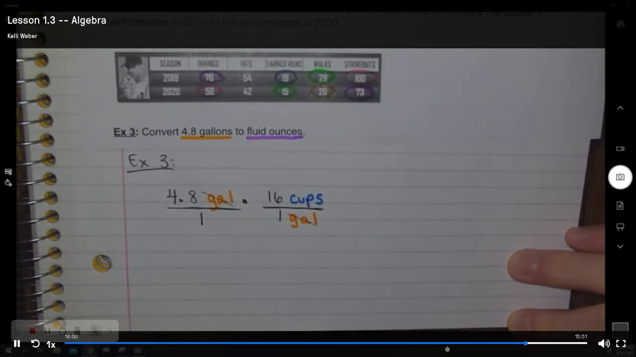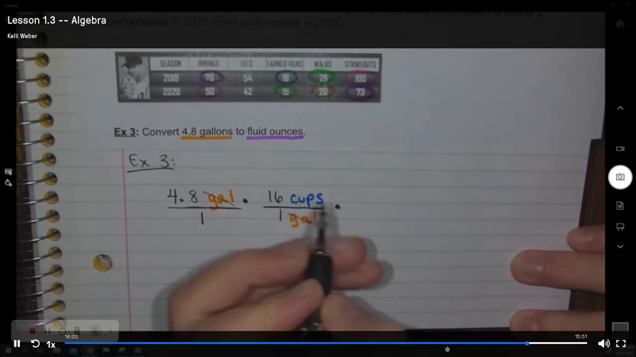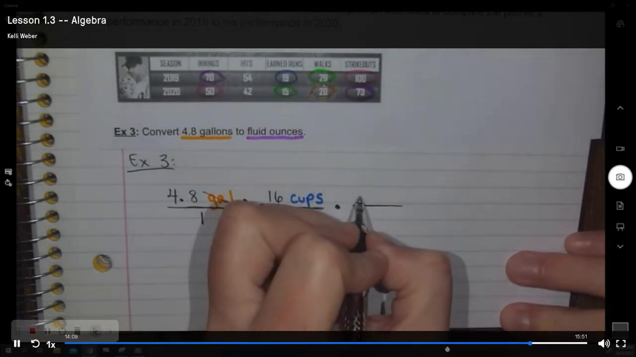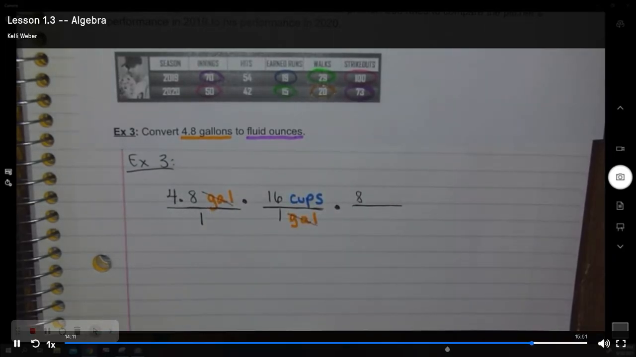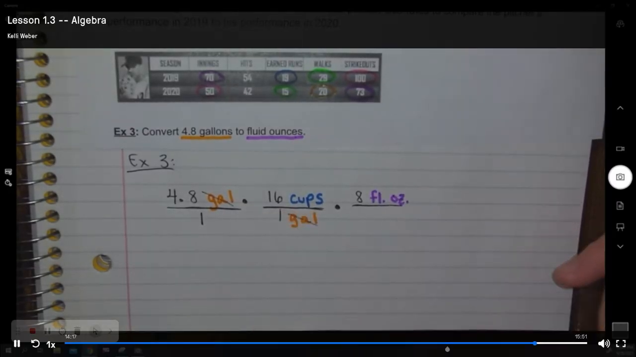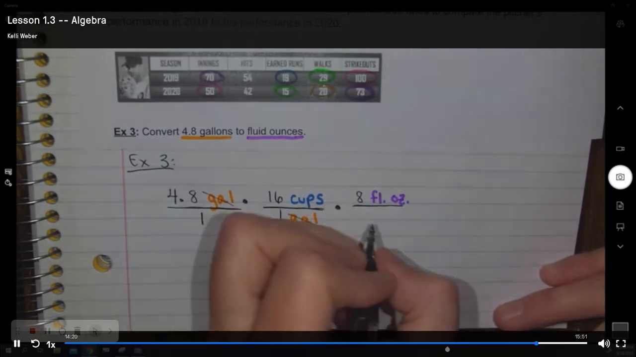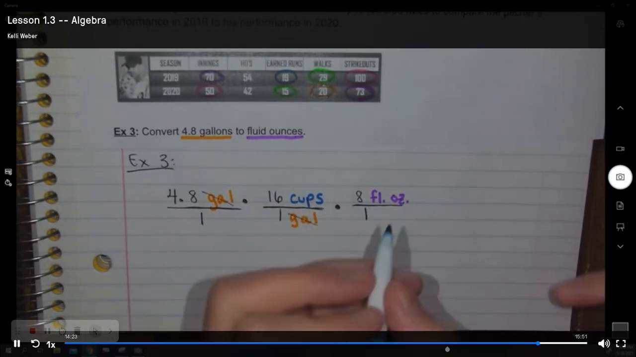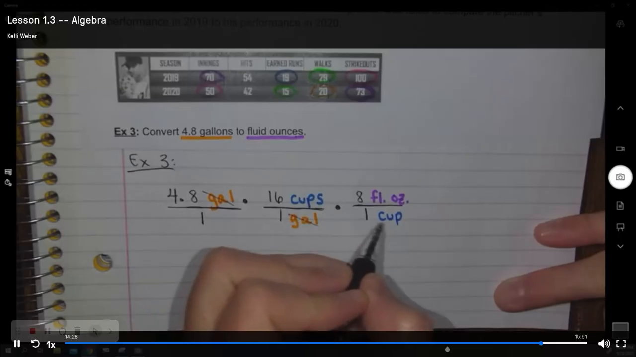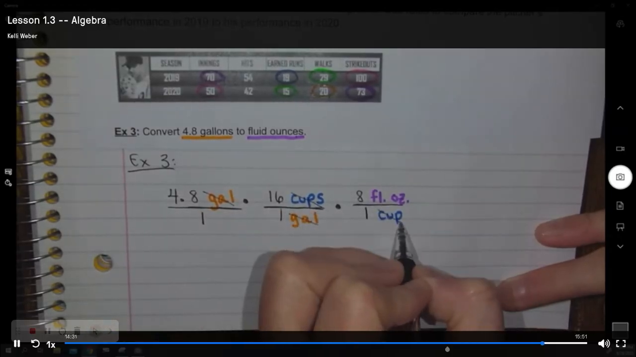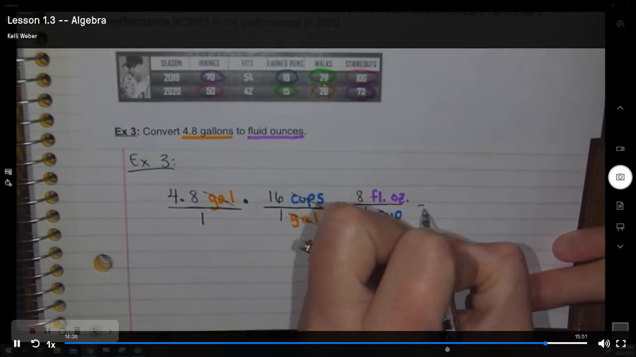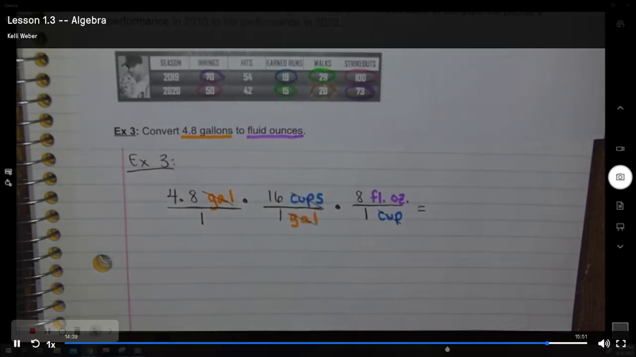I'm trying to find fluid ounces. So we're going to go one more fraction. And I know that there are 8 fluid ounces. We're going to abbreviate this using FLOZ. So 8 fluid ounces for every 1 cup. So again, cross cancel. I've got a cup label here and a cup label here. So the only label I have left is my fluid ounces. And that's what they're asking me to find in my original question.